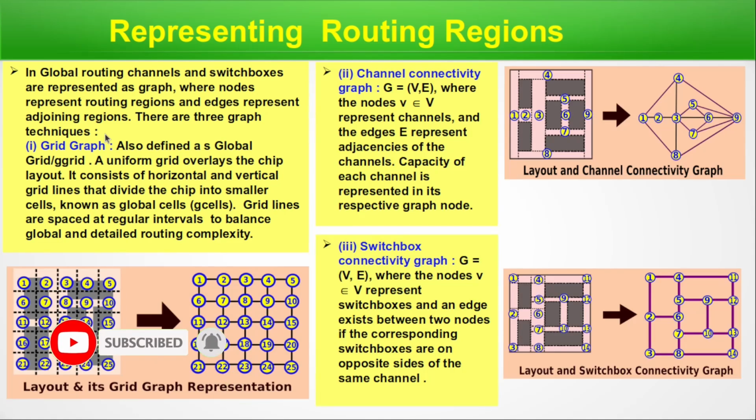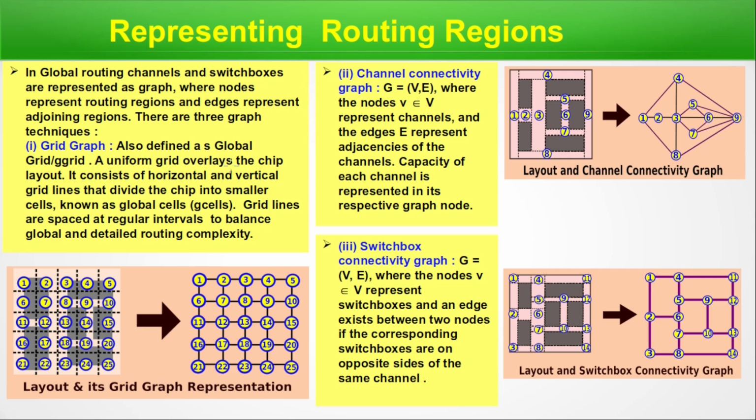Representing routing regions. In global routing, channels and switchboxes are represented as a graph, where nodes represent routing regions and edges represent adjoining regions. There are three graph techniques. One is grid graph, second is channel connectivity graph, third is switchbox connectivity graph. So this is the layout and its grid graph representation. It's divided into equal grids and each grid cell is numbered 1, 2, 3, 4, 5 like that. It is also defined as global grid or G grid.